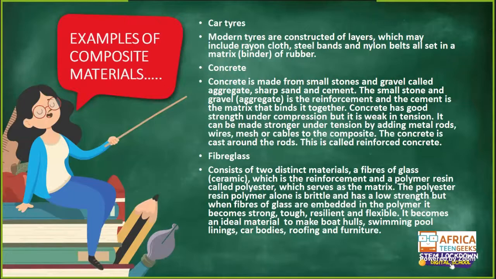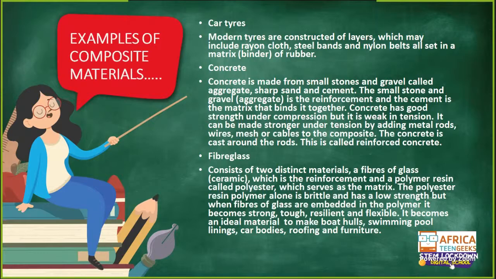Now, another example is a tire. Modern tires are constructed of layers, which may include rayon cloth, steel bands, and nylon belts, all set in a matrix binder of rubber. So you know there are some belts that, when you buy them and use them after 1 week or 2 weeks, they are gone. But there are some belts that you can buy and after 5 to 10 years, you can see that the belt is still good. So we have got composite materials, and a typical example is the car tires.